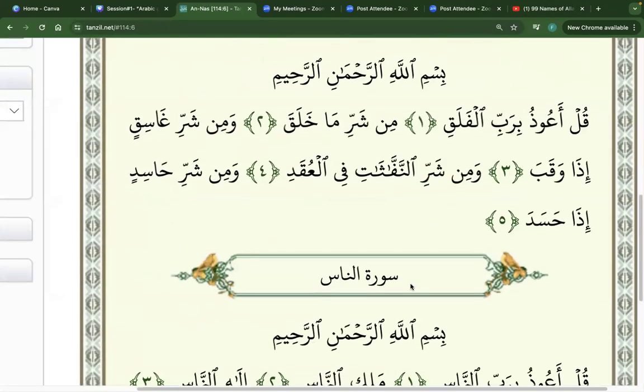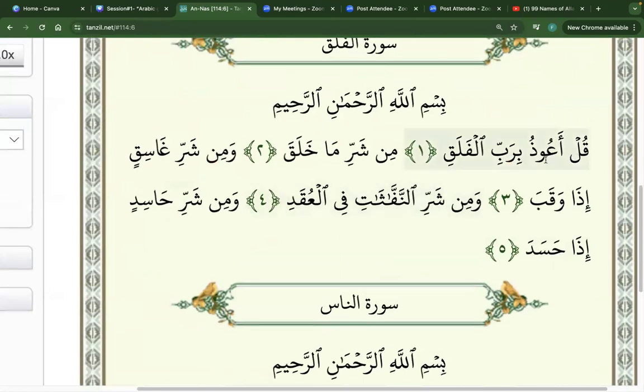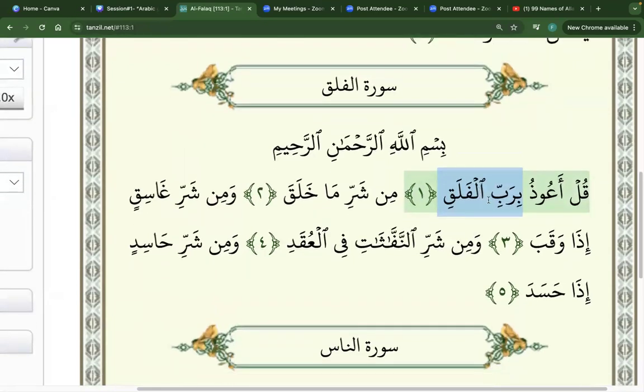Okay, let me go to this one. Maybe I can find something here. Look at this one. Rab. قُلْ أَعُوذُ بِرَبِّ الْفَلَقِ. Why is this word الْفَلَقِ jar? Rub of the falak. And you're talking about the night. This is coming after of. Very good job.